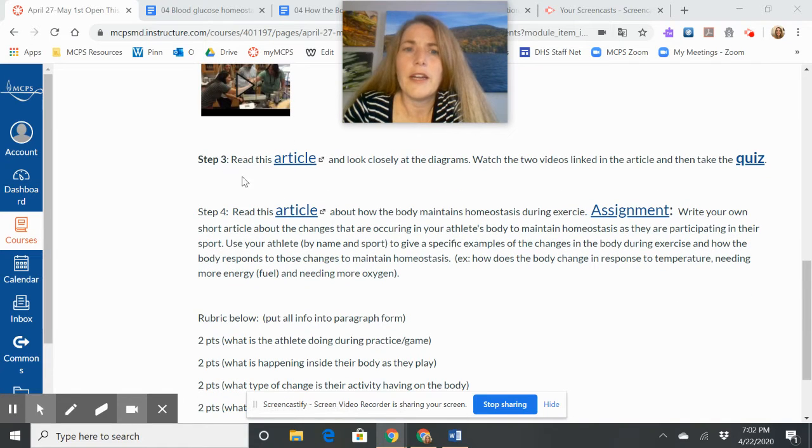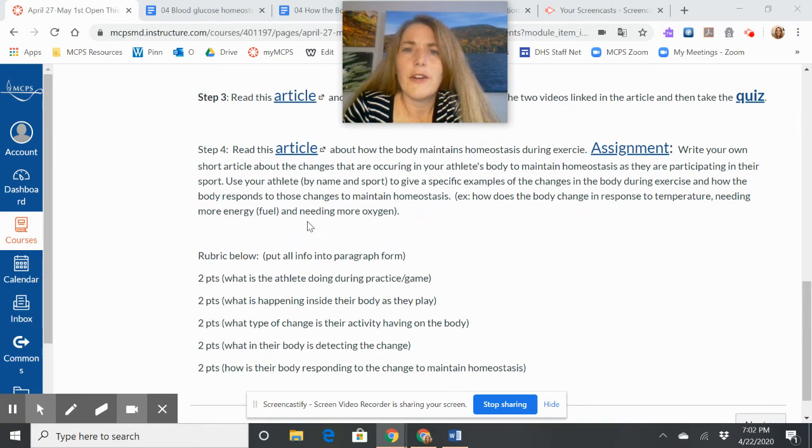Then step 3, there's an article that goes through all of the specific parts of feedback loops, specifically for blood glucose, but there's other examples in there too. And then there is a quiz over here to take, so don't forget to take this quiz.